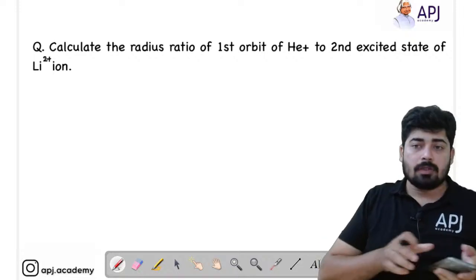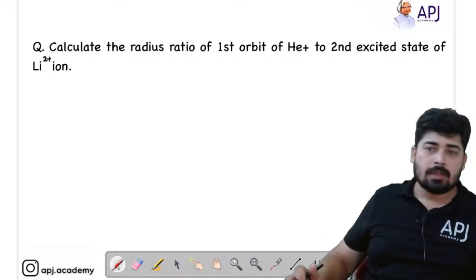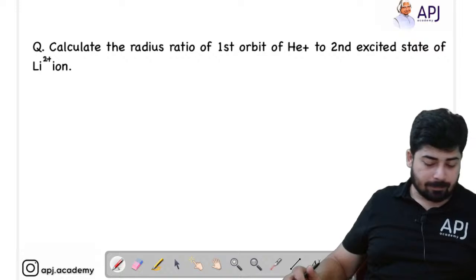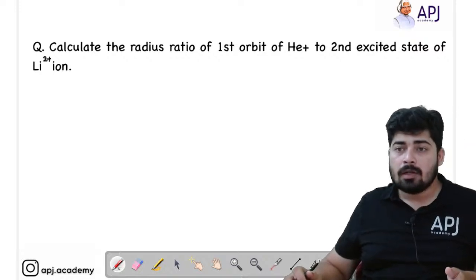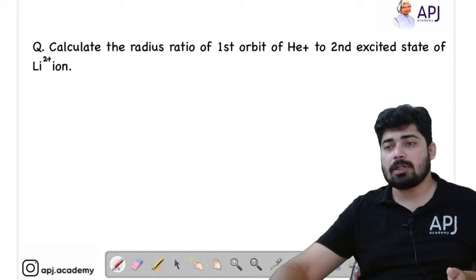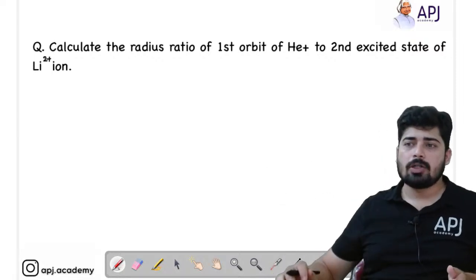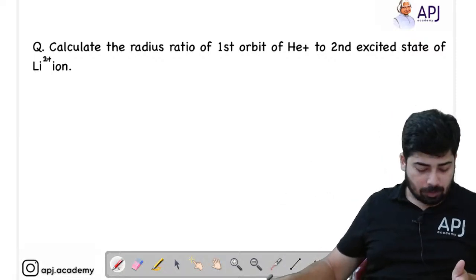Yes, now let's do this problem. That is, calculate the radius ratio of the first orbit of helium ion to the second excited state of lithium 2+ ion.